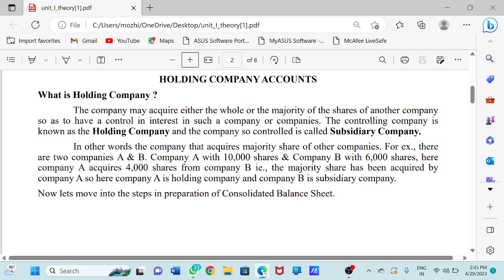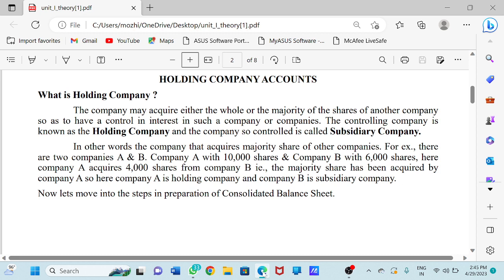So, this video is about the holding company accounts. What is meant by holding company? What are all the steps that are involved in preparing holding company accounts? What are the points that we need to keep in mind while solving the problems under this holding company accounts? So, first we'll start with the meaning of holding company.